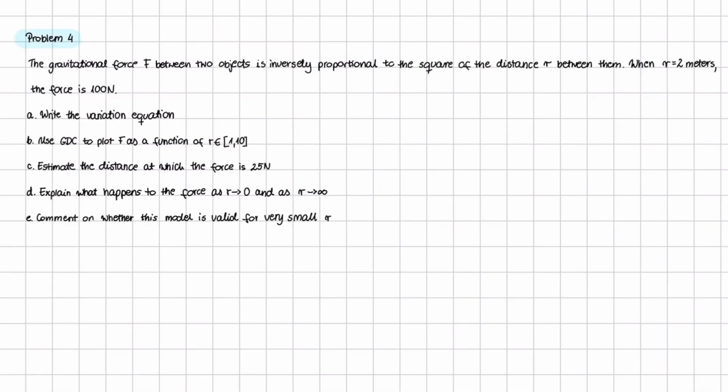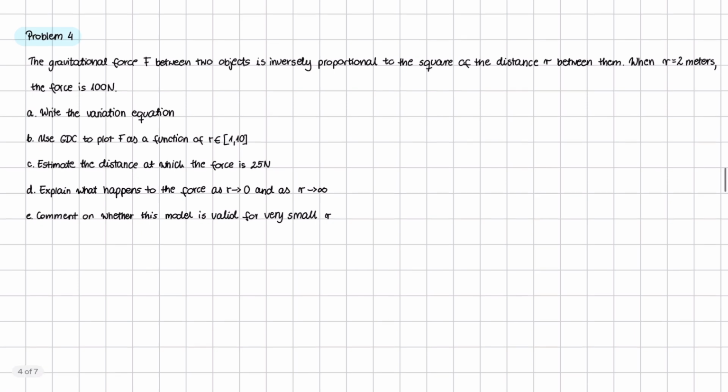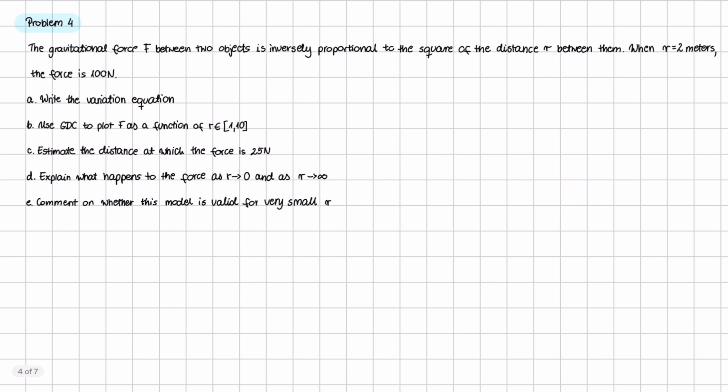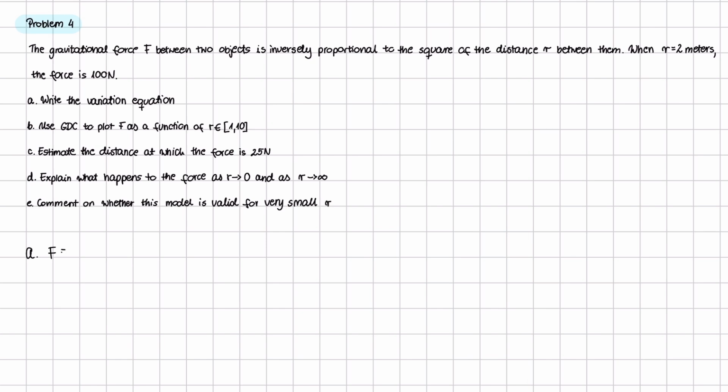Problem 4. The gravitational force F between two objects is inversely proportional to the square of the distance r between them. When r equals 2 meters, the force is 100 newtons. In A, write the variation equation. So here, this problem is very similar to the previous one. However, we have to include the square of the distance r. So our force equals a constant over the square of the distance r. So something like this, and this is our equation.